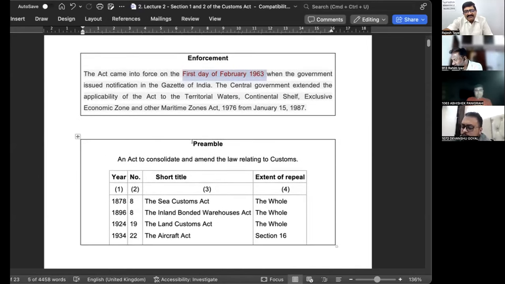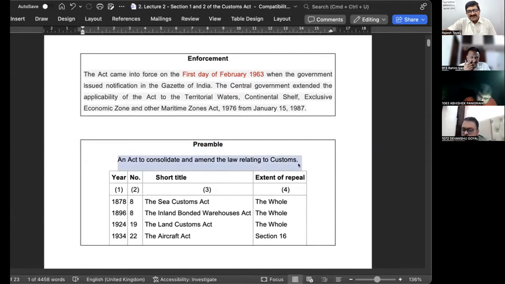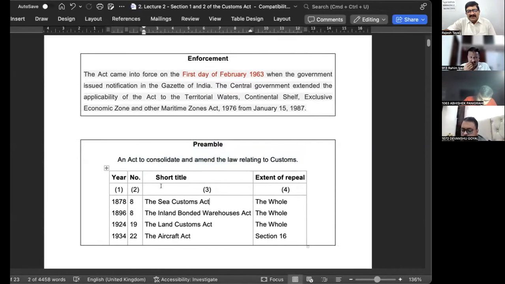Now, preamble means what? It talks about the nature of that particular law. It is actually the objective of the act. What is the purpose of the act? This is an act to consolidate and amend the law relating to customs. So amendment is required to suit the changed situation. And consolidation means so many old laws have been clubbed into a single law.